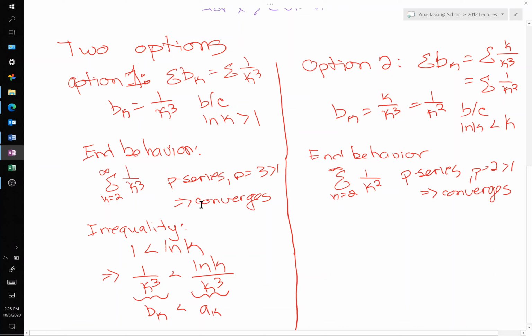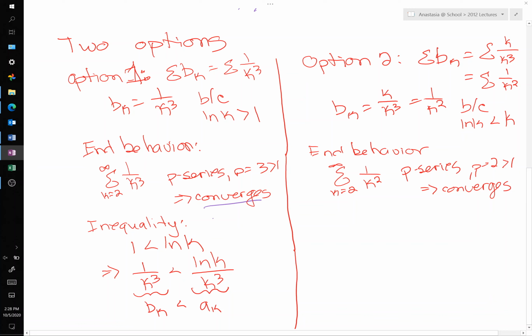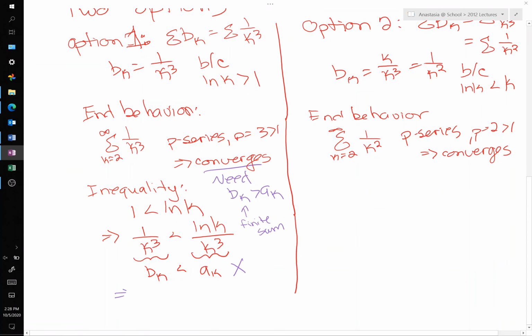If the comparison series converges, then what we need is for bk to be larger than ak. Because if you think about it this way, if bk converges, it means that you have a finite sum. So we want to force the original series to have a finite sum as well. So that means that it must be smaller than the comparison. But we do not have that here. So what that means is that this option 1 is inconclusive, unfortunately.